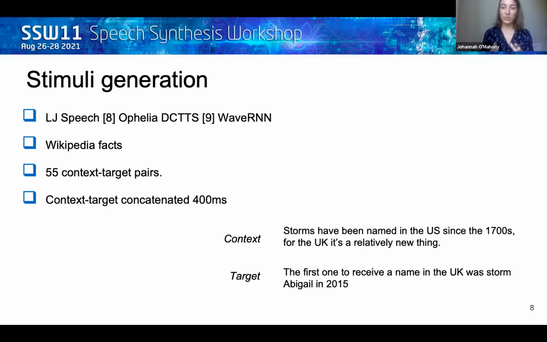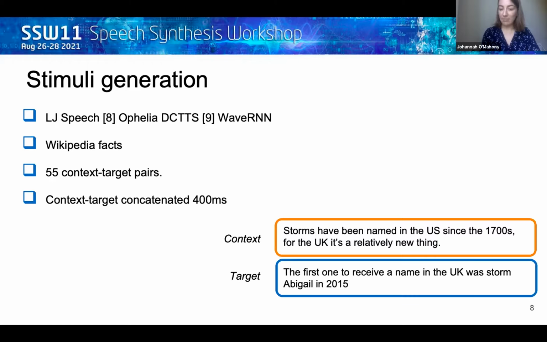In the Clark paper, they used utterances from their held out data. But we wanted to move beyond the LJ training data and have more control over our stimuli. So we created 55 context target pairs. And when the participants heard these pairs together, not in isolation, we concatenated them into one audio file with 400 milliseconds of silence. So here you can see an example of a context followed by a target.